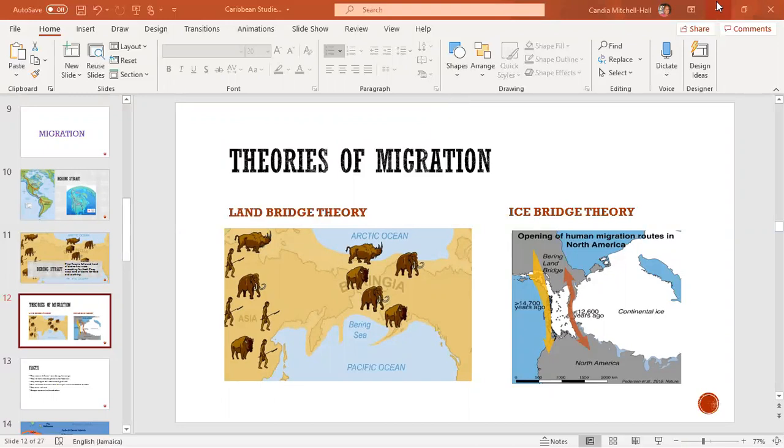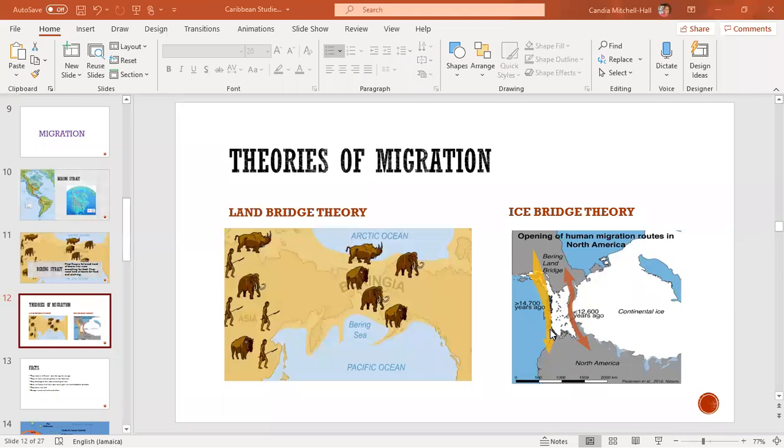Mm-hmm. Versus the land bridge, where did the land go? I know it could break off and probably sink, but did anybody find the land? But also, if you look on this side of here, there are some very small islands. Could it be that they just hopped across the little islands? So you're saying both of them could be true in the same situation? Like, it's both land and ice?